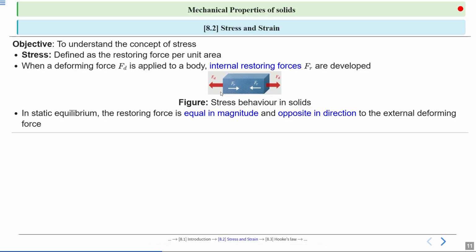In a state of static equilibrium, the internal restoring force is equal in magnitude and opposite in direction to the external deforming force. This balance is important for maintaining the shape and structure of the material. Understanding this equilibrium helps us predict how materials will behave under different forces.